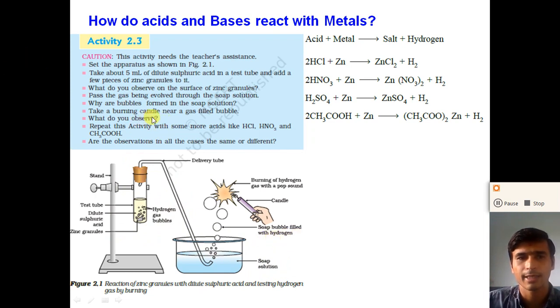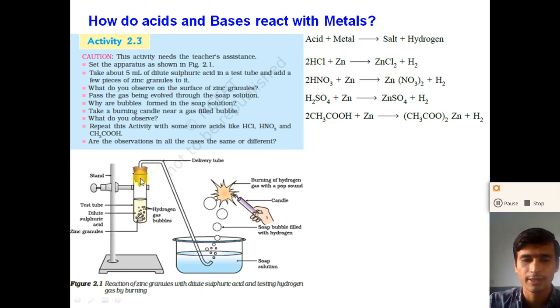Now take a burning candle near the filled bubble, and you will see the hydrogen gas burn with a pop sound. This test is called the pop test. It is used to indicate the presence of hydrogen gas in the test tube. So dear student, from this activity we can say that when dilute sulfuric acid reacts with zinc metal, zinc granules, it produces hydrogen gas.